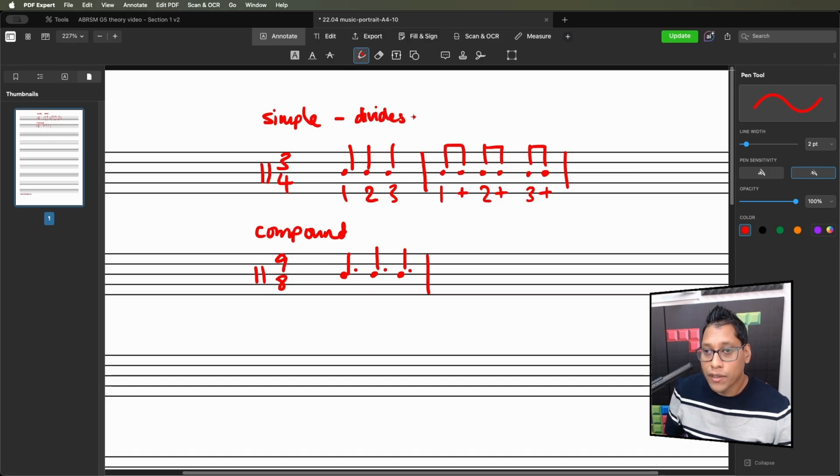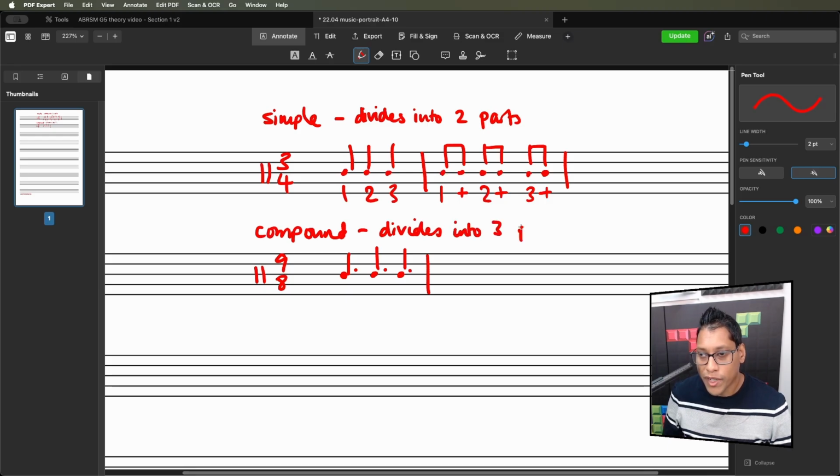So in simple time, each beat divides into 2 parts, and in compound time, each beat divides into 3. So in our simple time signature, dividing into 2 is the normal and accepted way of dealing with divisions of your beat. Whereas in compound time, we divide into 3, and dividing into 2 is something that actually breaks the rules. So what do we do when in one time signature 2 is the normal grouping and in the other time signature 2 is the abnormal grouping? It's not the normal thing and we are actually breaking rules.